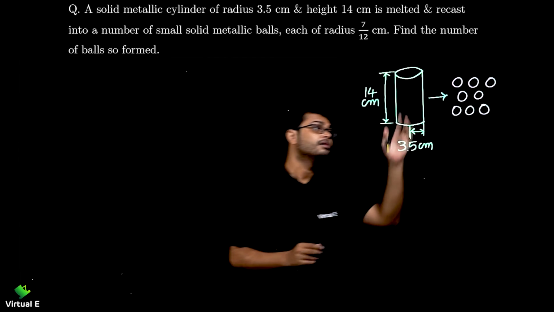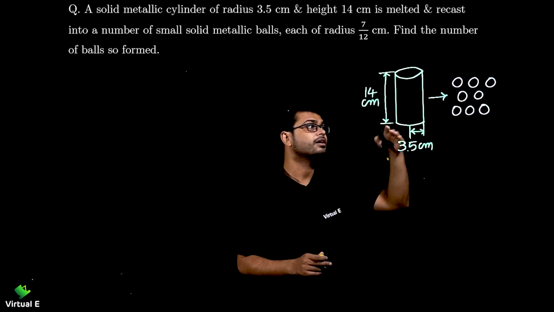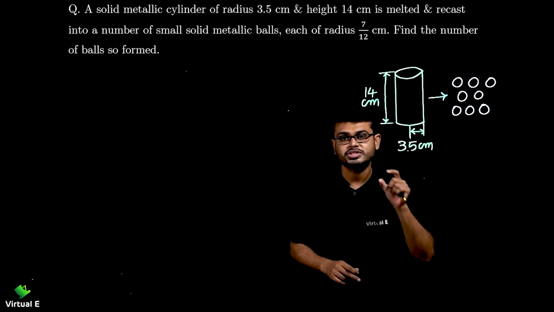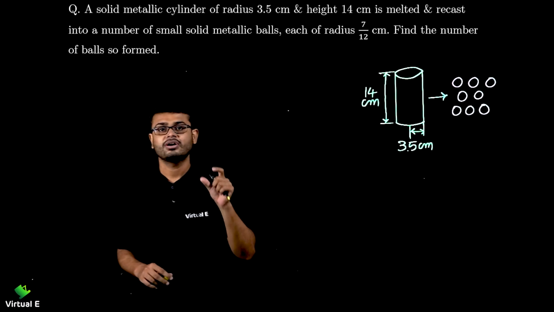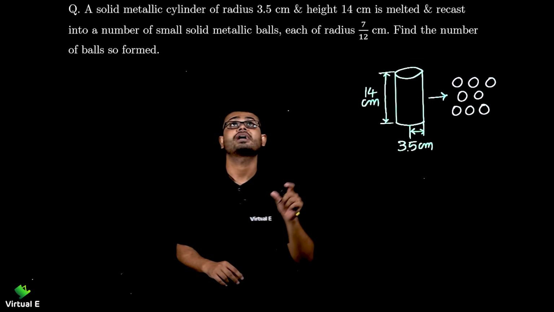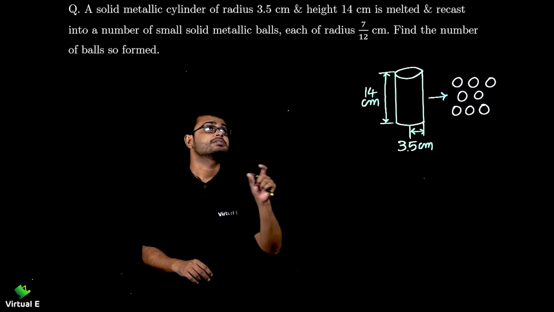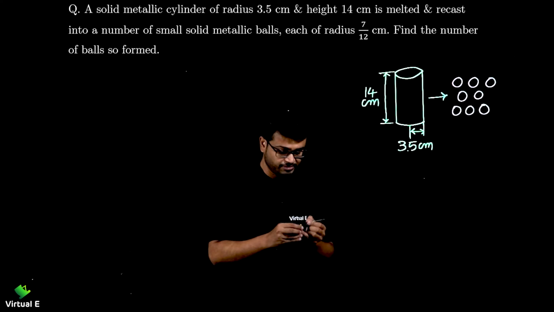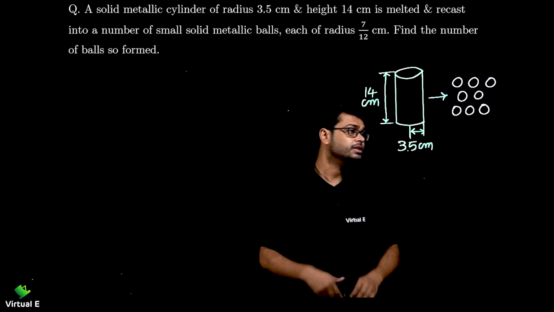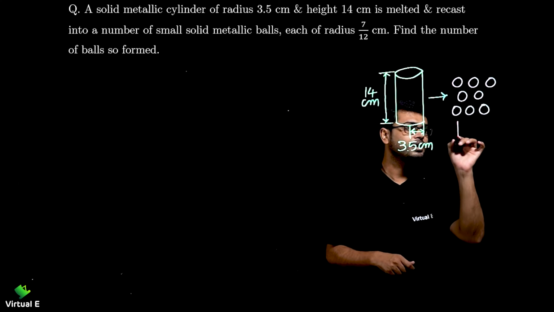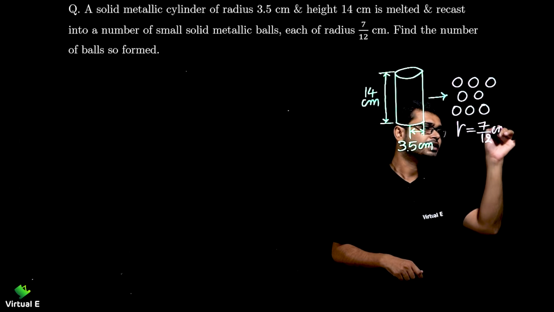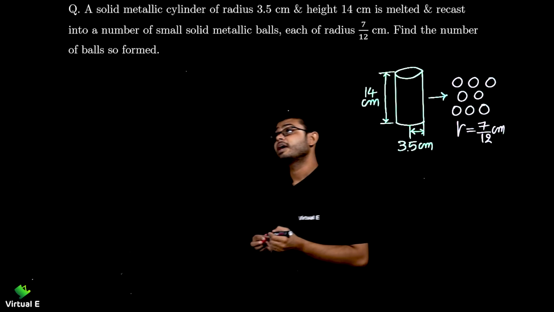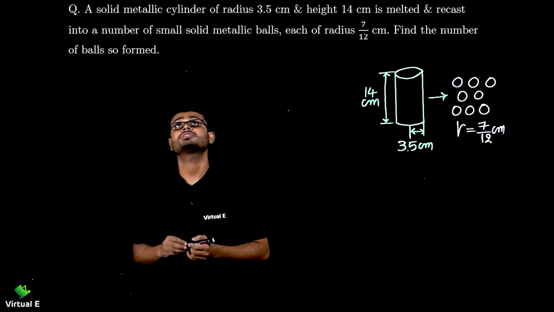Okay, so we are melting this cylinder and we are converting it into solid metallic balls. Remember, balls are always of the shape sphere. You need to identify that. Each of radius 7 by 12 centimeter. Okay, so radius is given. Here we can write directly, let's say small r is equal to 7 by 12 centimeter. Simple. Find the number of balls so formed.